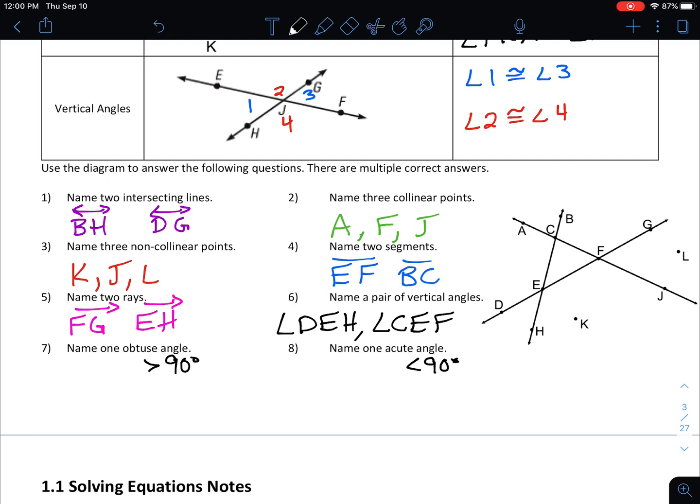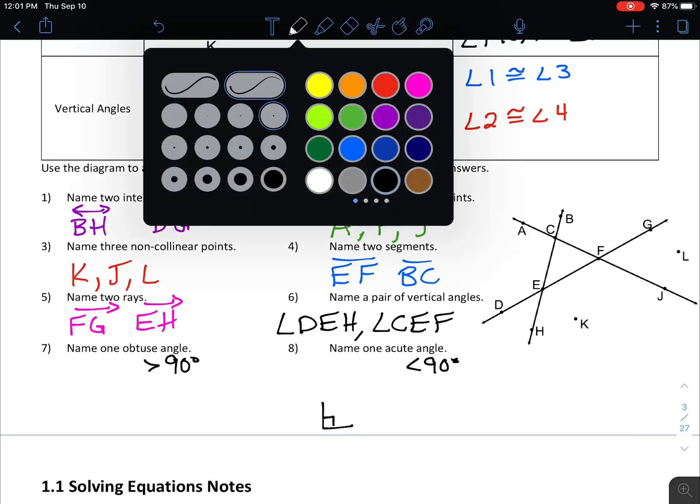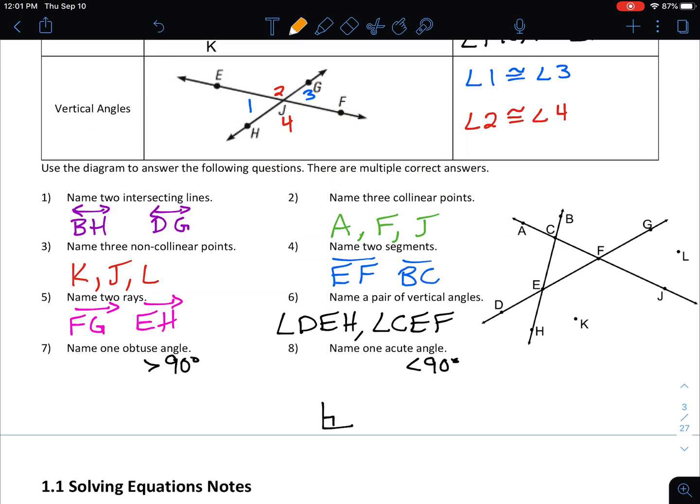Okay, so for angles to be greater than 90 degrees, remember 90 degrees is a right angle. Let's find an example of one of those. So for number 7, we could look at this angle right here, which is certainly more than 90 degrees. That would be angle DEC.